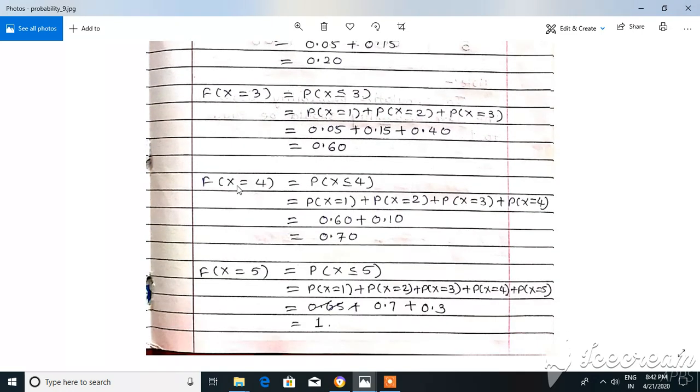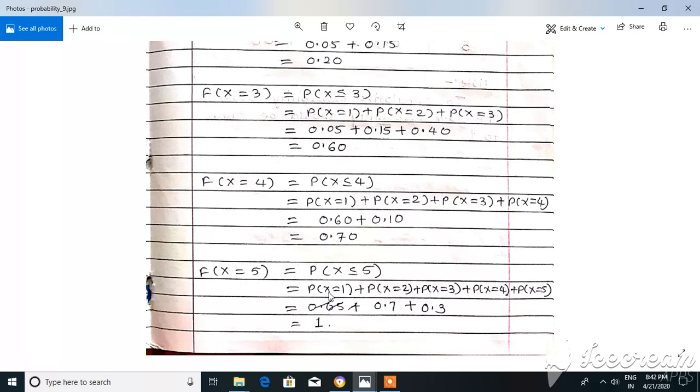Similarly, for probability of X less than or equal to 4, I will consider the sum of all these 4 probabilities. So here I considered this probability of X less than or equal to 3, its sum is 0.60. In addition with this probability of X equal to 4 is 0.10. So the answer is 0.70.